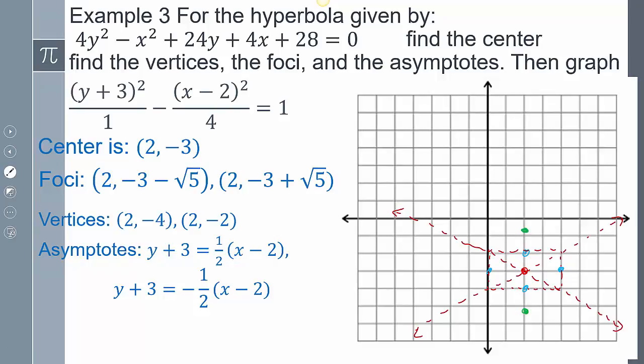And now the last part is just to graph the actual hyperbola portion. We have everything else labeled, and so just remember it starts at the vertices and it looks like those parabola looking things, and they want to hug the asymptotes. And now we have our graph of the hyperbola.